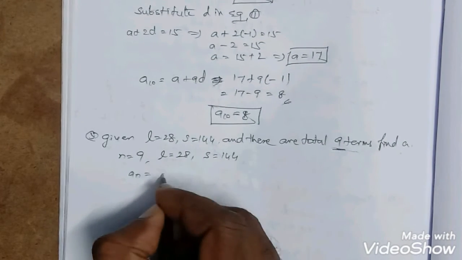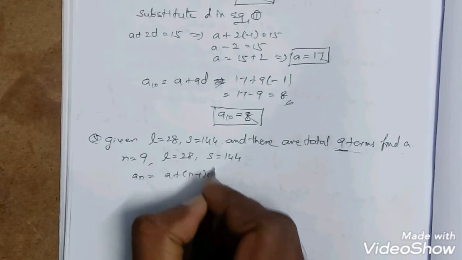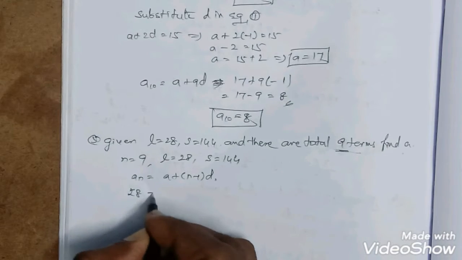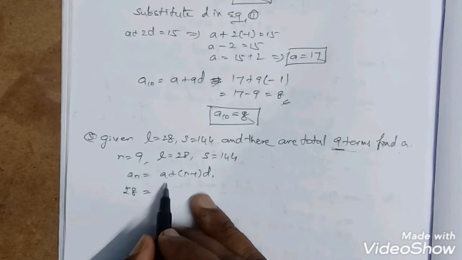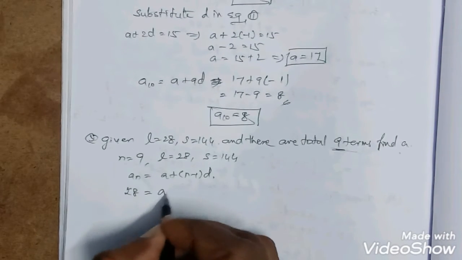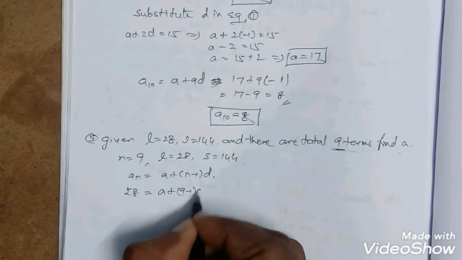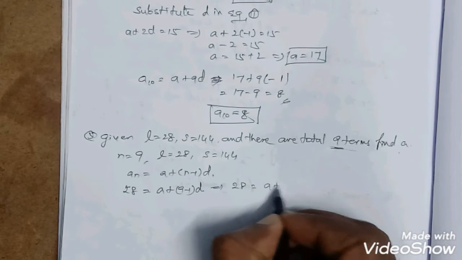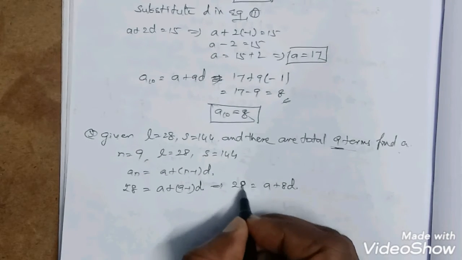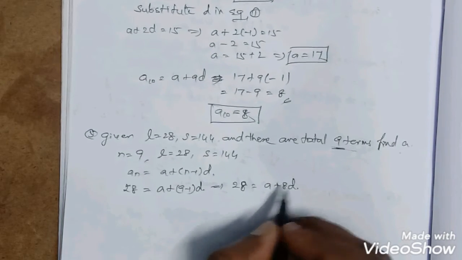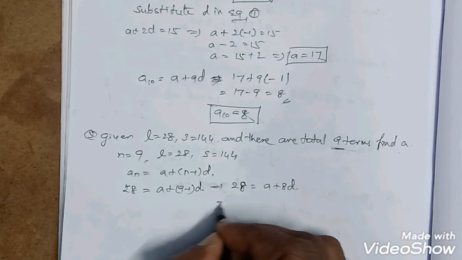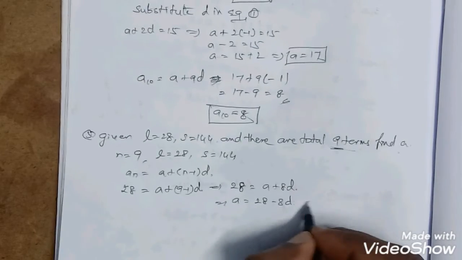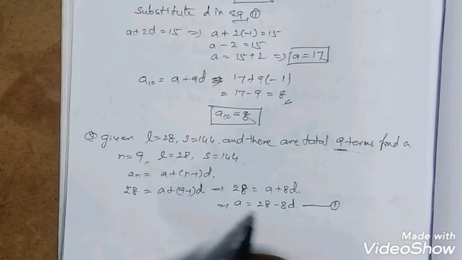So what is the formula here? An is equal to A plus n minus 1 into D, right? Now here an is nothing but 28 is equal to a value not given, so a plus here 9 minus 1 into d, right? Now I can write this as 28 is equal to a plus 8d. Clear? Next what you are doing, I am sending this 8d here, so you will get a is equal to 28 minus 8d. So if we denote this as first equation, then what is the next one?